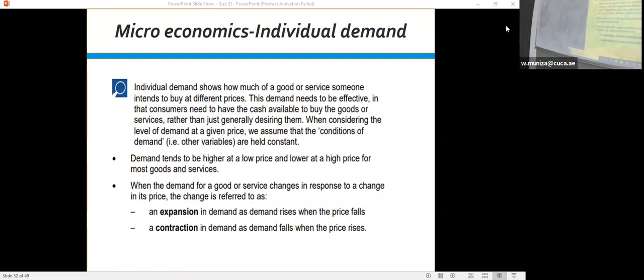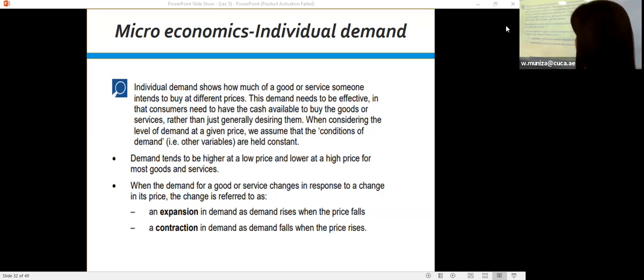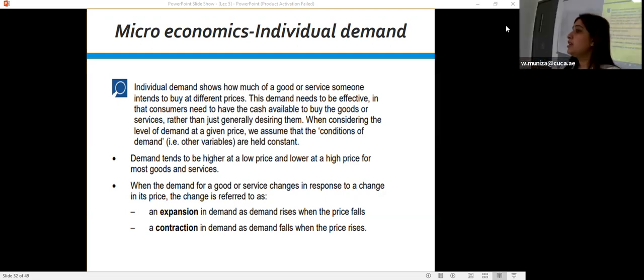So when considering the level of demand at a given price, we assume that the conditions of the demand are held constant. Over here, the level of demand by the certain individuals is going to be affected by the price. If the price of the certain good is increasing or decreasing, it is going to affect the demand. Am I right? If the prices of certain goods or services are increasing, the demand for that particular thing will be decreasing, because demand is not just about requiring something, but having the cash, having the resources to afford that. So if the price of certain goods or services is increasing, its demand is going to decrease.